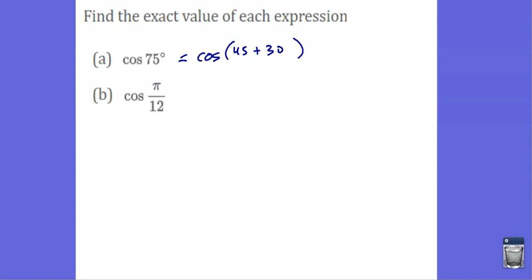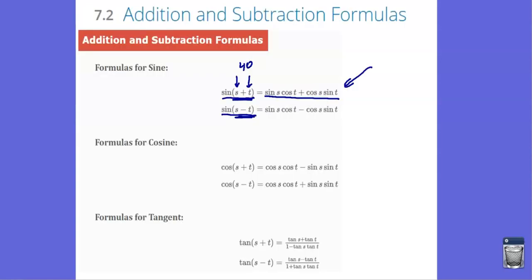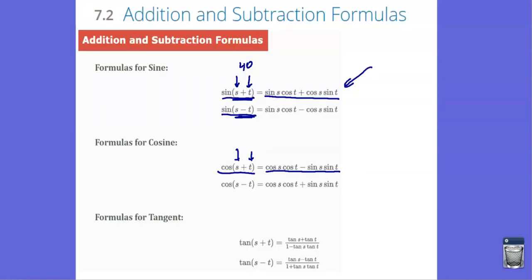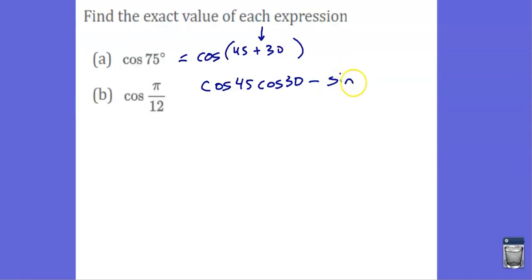This is an addition formula for the cosine. If you go back to cosine of addition, that's really cosine, cosine, sine, sine of the two different angles. So cosine of 45 times cosine of 30, and again, I'm just following the formula, minus sine of the two angles, sine of 45, sine of 30. And then you're just going to evaluate these.